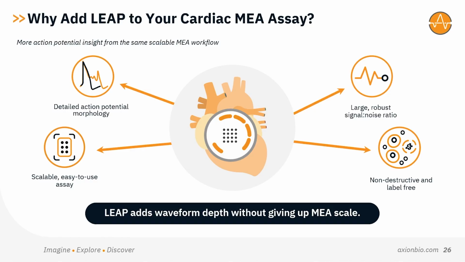So why add LEAP to your cardiac MEA assay? LEAP provides detailed action potential morphology. It gives large, robust signals with strong signal-to-noise. It is scalable and easy to use, and it is non-destructive and label-free. The main take-home message is this: LEAP adds waveform depth without giving up MEA scale. This means that researchers can continue to rely on the strengths of MEA while adding a deeper layer of action potential insight where morphology matters.